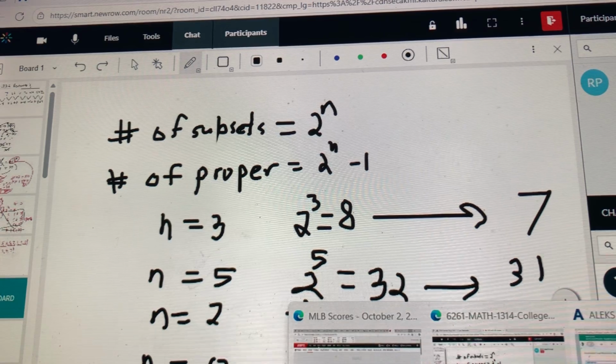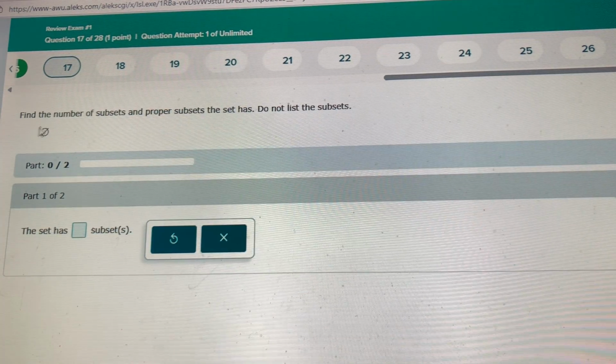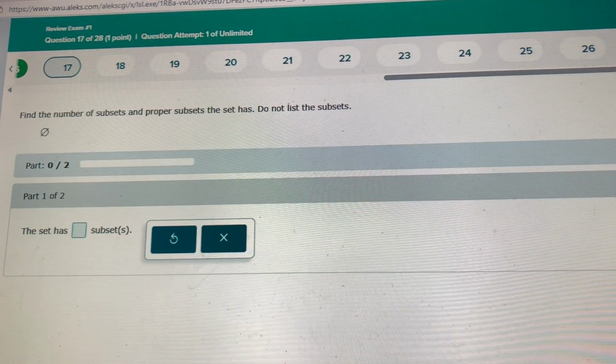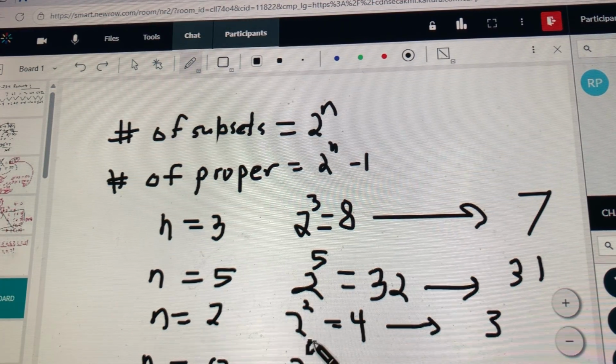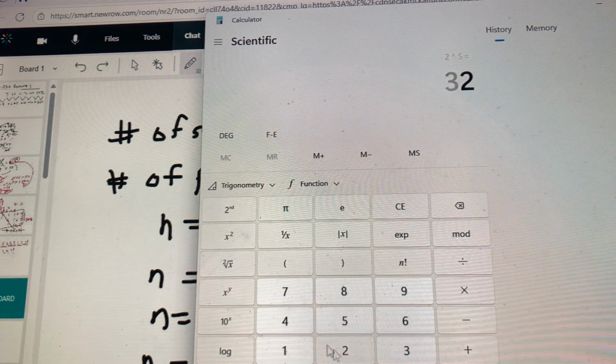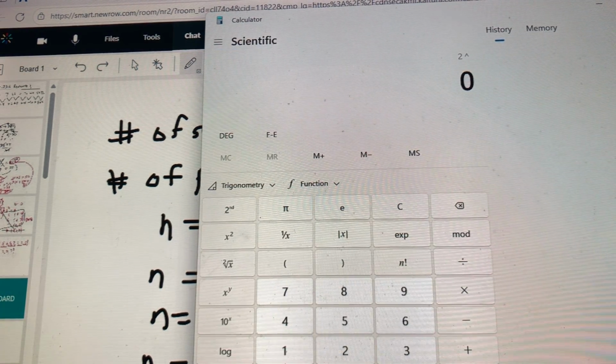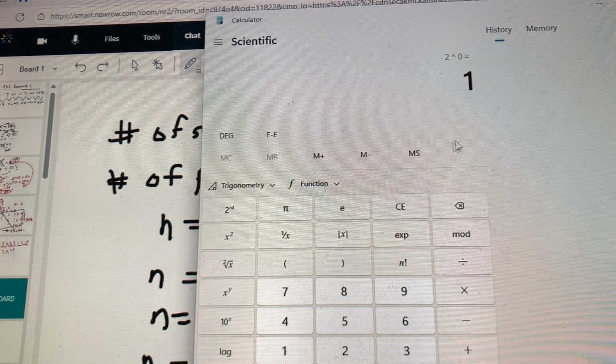Well, I actually have the size 0 set. The example I got this time is the empty set. That's a size 0. So the number of subsets is 2 to the 0 power, and anything to the 0 power is 1, actually. You might not know that, but people think 2 raised to the 0 power equals 0, but it actually equals 1.